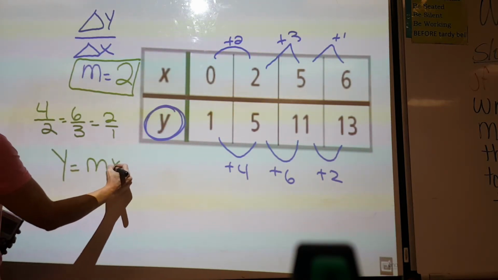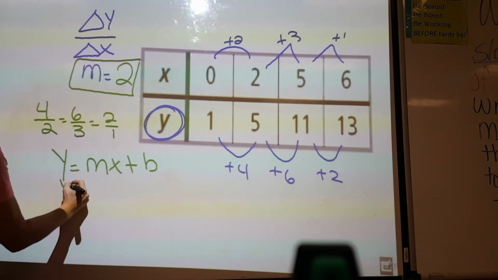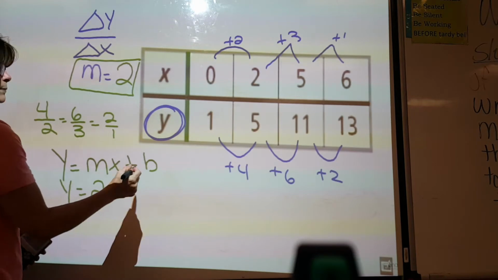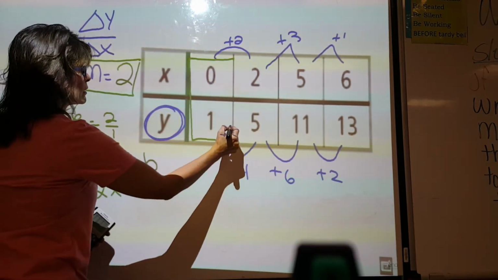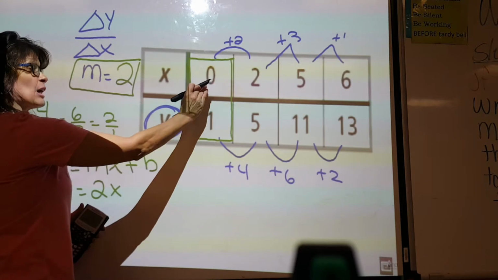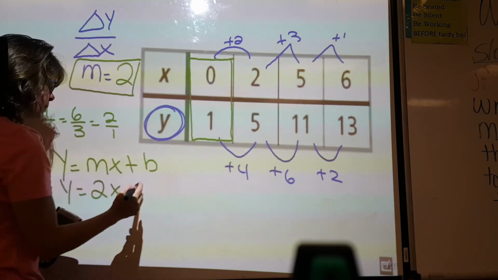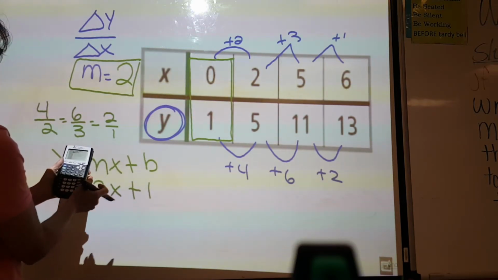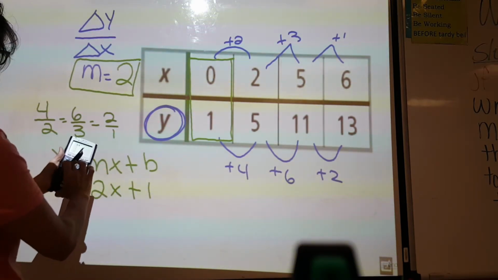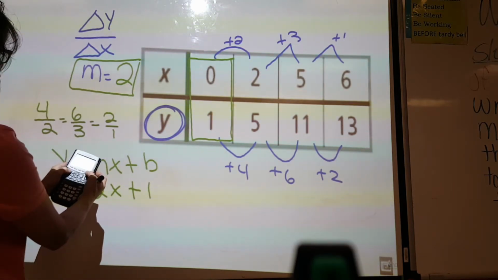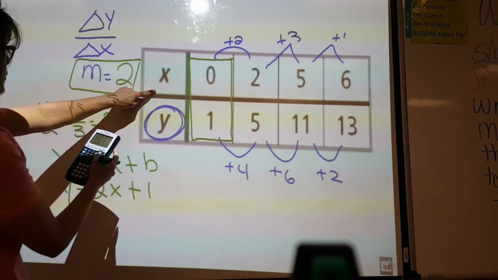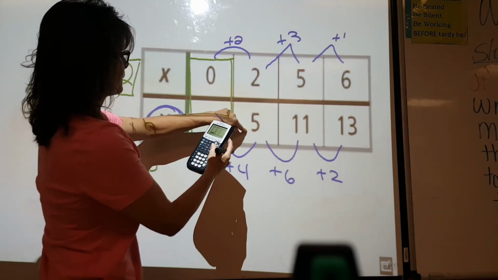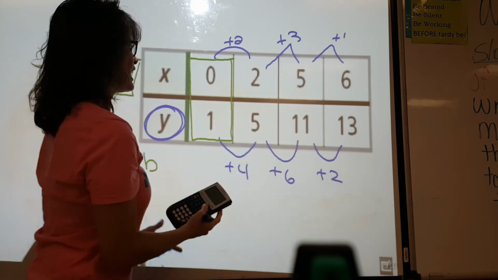So again, I have an equation. Y equals mx plus b. Y equals 2x plus or minus something. This is my b, because when x is 0, whatever this is my b. So 2x plus 1. And I'm going to put it in my calculator. 2x plus 1. I'm going to look at my table. When x is 0, y is 1. 2 and 5, 5 and 11, 6 and 13.